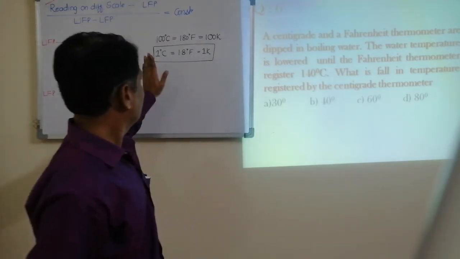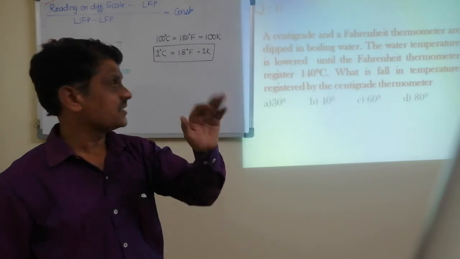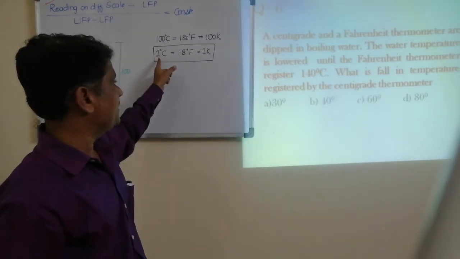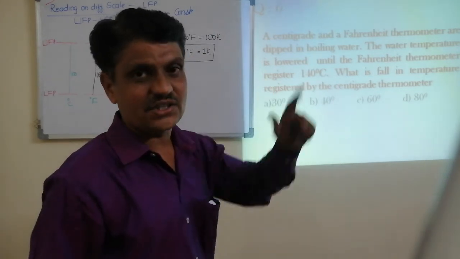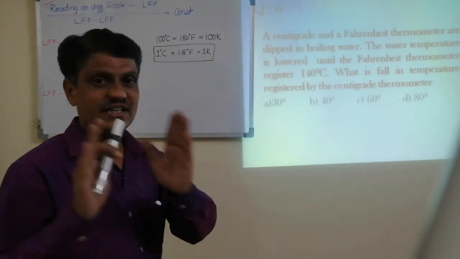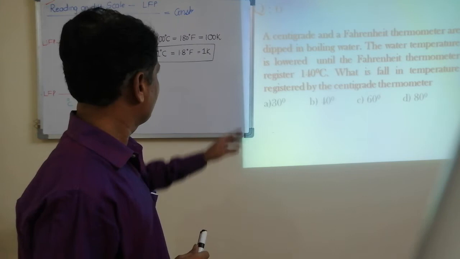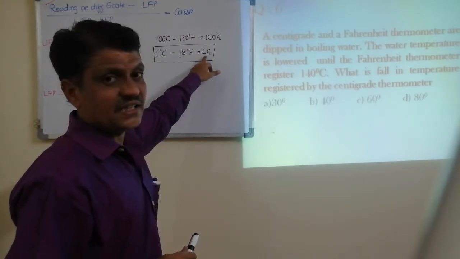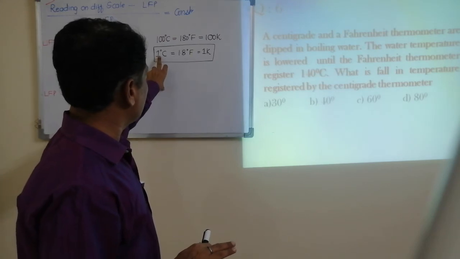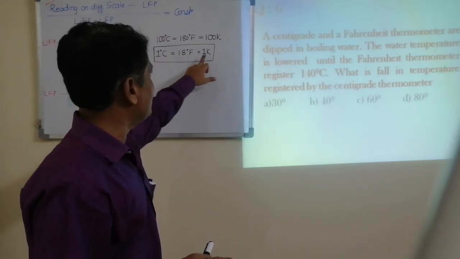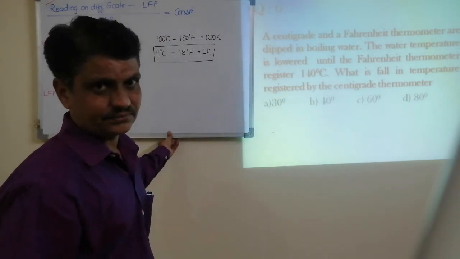If I say a 10 degree Celsius change in temperature, it is similar to a 10 Kelvin change. If I say a 30 degree Celsius change, then there is a 30 Kelvin change. Means the change in temperature on the degree Celsius scale and the Kelvin scale are the same.